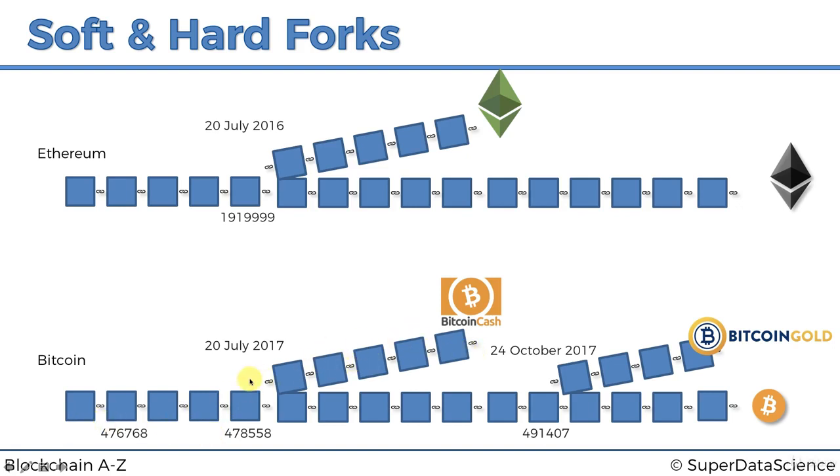So if you owned, let's say, one Bitcoin, if you purchased a Bitcoin between 1st of August and 24th of October, somewhere in here, right now you'll have 0 Bitcoin Cash unless you purchase it separately, but you'll also have one Bitcoin and one Bitcoin Gold.